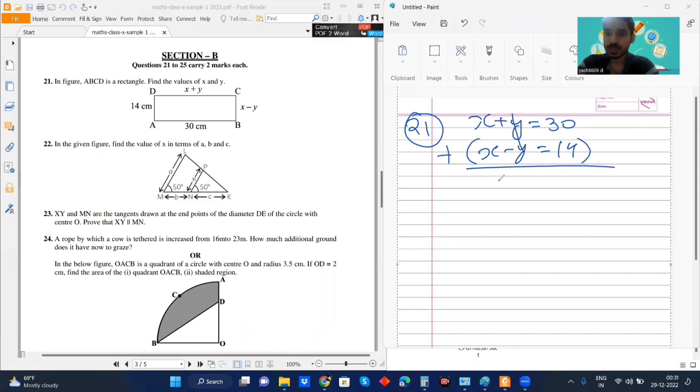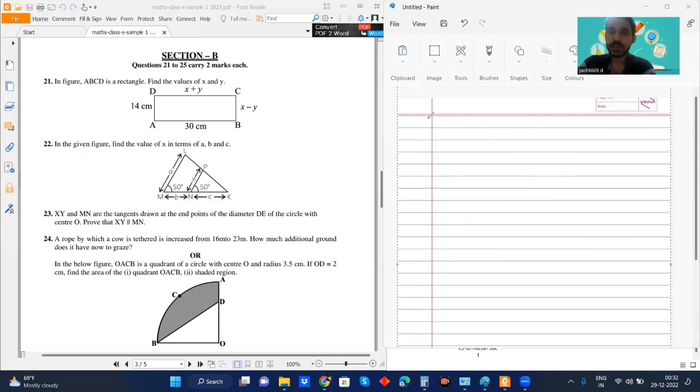So x plus x is 2x, and 2x equals 44. So x equals 44 by 2, which is 22 centimeters. Substituting this value in equation number 1, I will get 22 plus y equals 30. So y equals 30 minus 22, which is 8 centimeters.